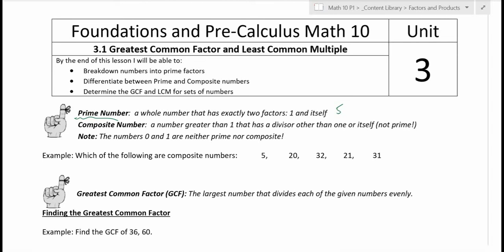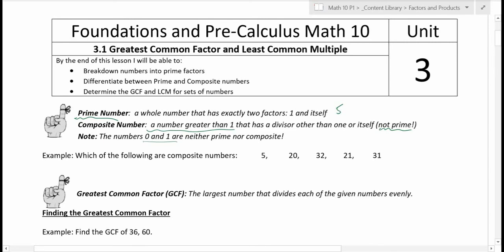Composite number, here it says a number greater than 1 that has a divisor other than 1 or itself. Essentially, if it's not a prime, then it's a composite number. Except, of course, it says a number has to be greater than 1, which means the numbers 0 and 1 are neither prime nor composite. So prime numbers start at 2. That's the smallest prime number. 2, 3, 5, 7, 11, and so on.